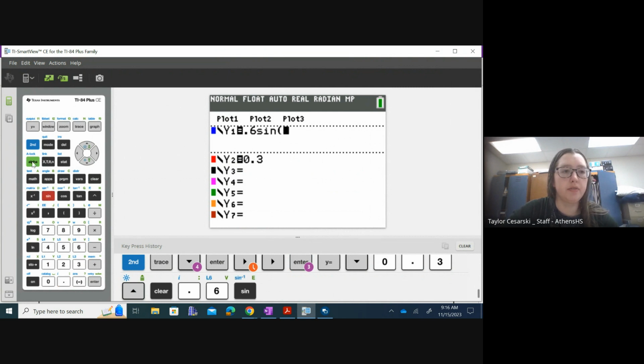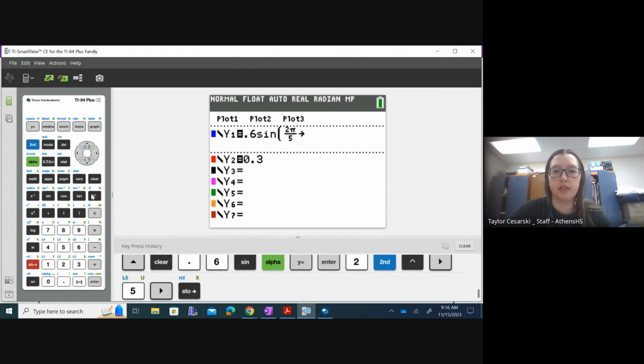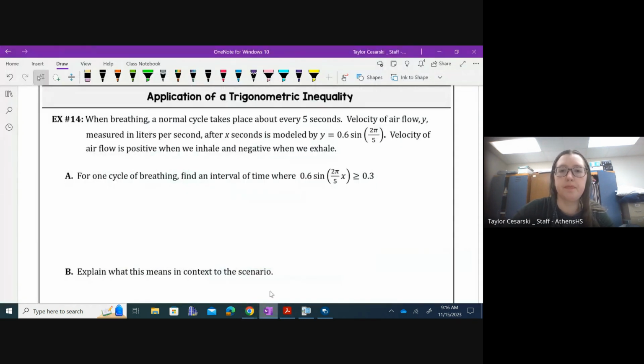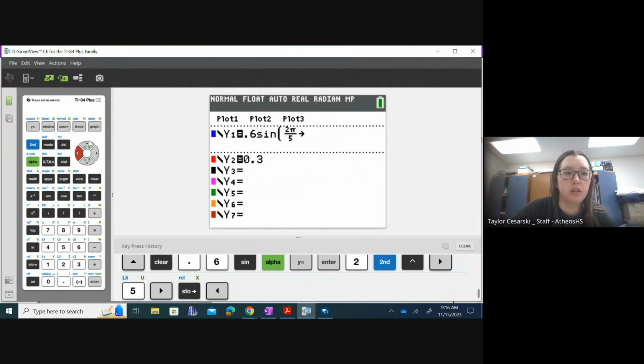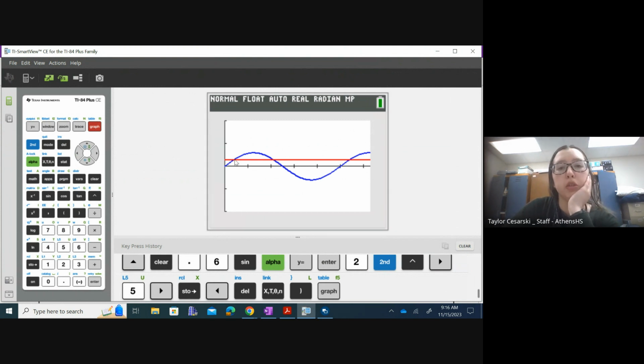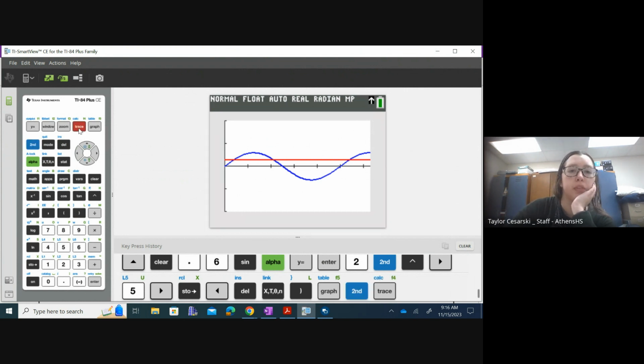0.6 sine of 2 pi over 5 x. And then I'm going to graph. And so I want to find for one cycle of breathing, which is one period, when it's greater than this red line. So I just essentially need to find for one period, which is from here to here, where this will be greater. So in this little section right here. If I can find these intersection points, then I'll be good to go.